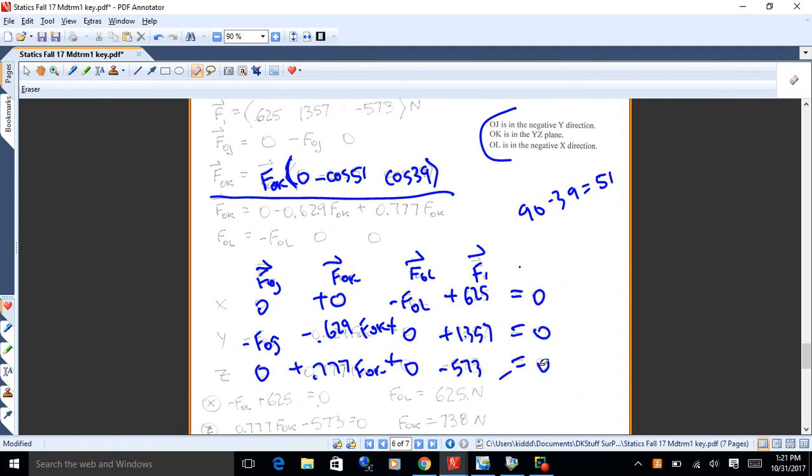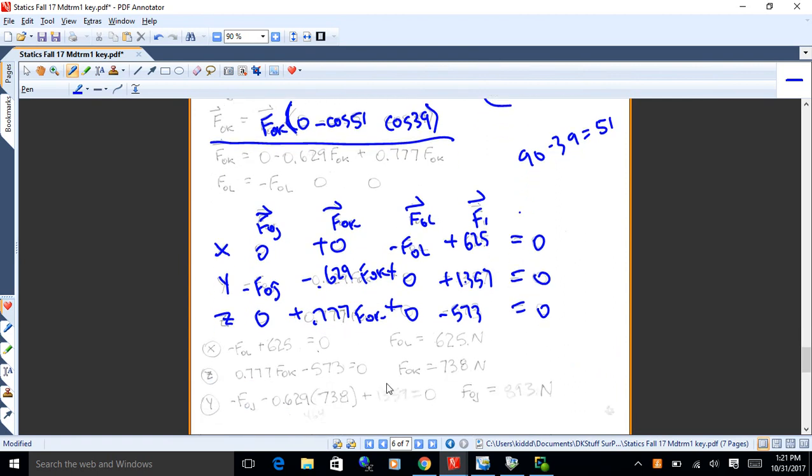And each of those rows then are for the x, y, and z directions, so they add up to 0. And then you just solve. It's a pretty quick solution. X gets you 625 for OL. Z will get you, it's a K, so that's 738 for OK, and then you plug that in on the Y equation, you can get FOJ, it's 893. Okay. So just get those forces in columns, solve out the rows.